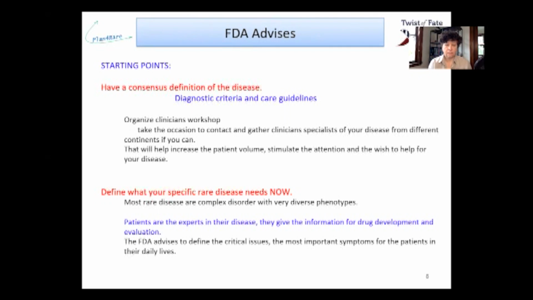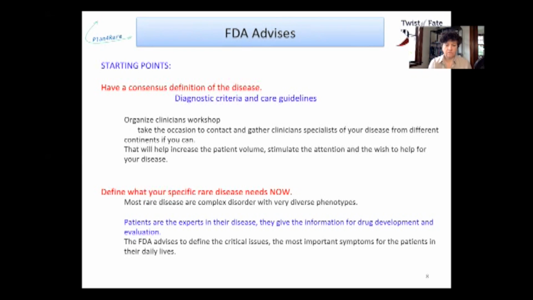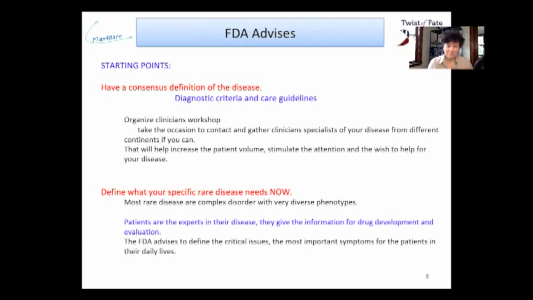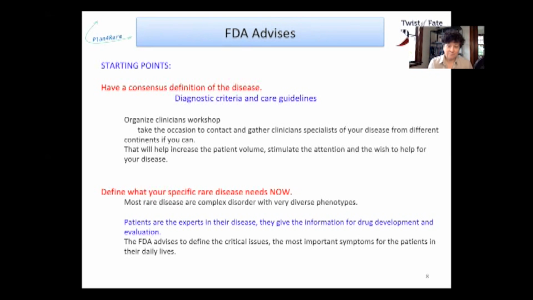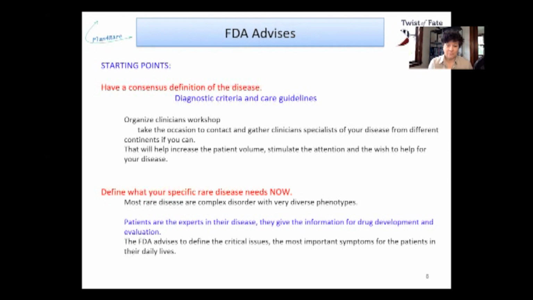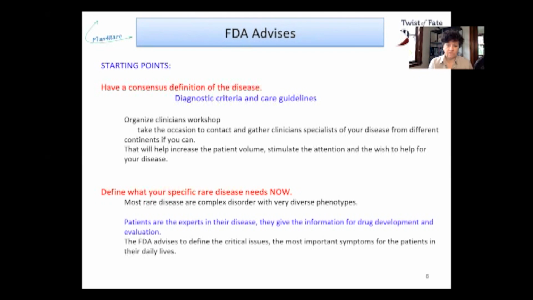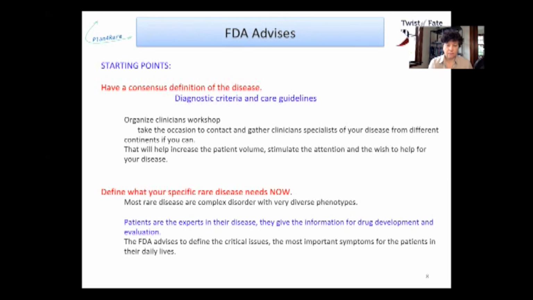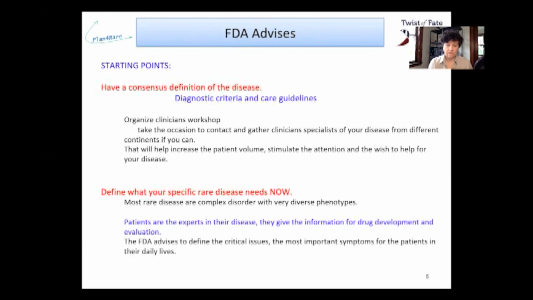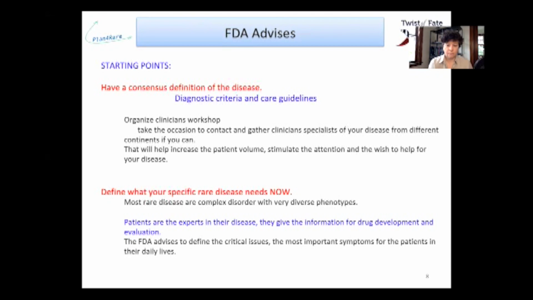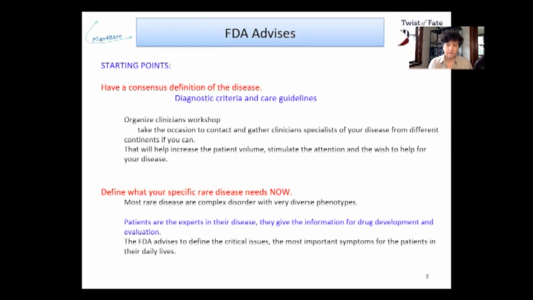The second point is to define what your specific rare disease needs now. Most rare diseases have large and diverse phenotypes. Your patients are the experts in their disease. They will give the information for drug development and evaluation. The FDA advises to define the critical issues, the most important symptoms for the patients in their daily lives. It will facilitate the decision to approve a drug if it is proven that the target of the drug will be a benefit and change the patient's life.